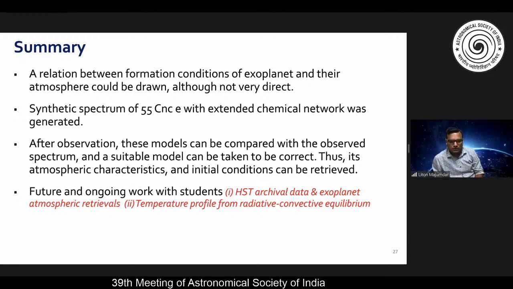We can also generate the synthetic transmission and emission spectrum that we can observe with various state-of-the-art telescopes, upcoming space telescopes as well. And we are also doing a lot of studies in the direction of exoplanet atmospheric retrievals based on some of the archival HST data. And we are not only considering the temperature profile from a parametric model, but we are also generating the temperature profile based on radiative convective equilibrium modeling.